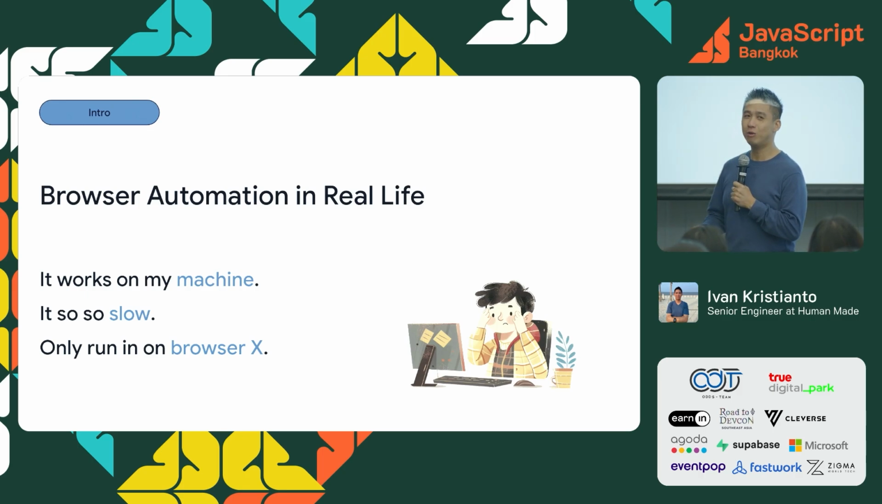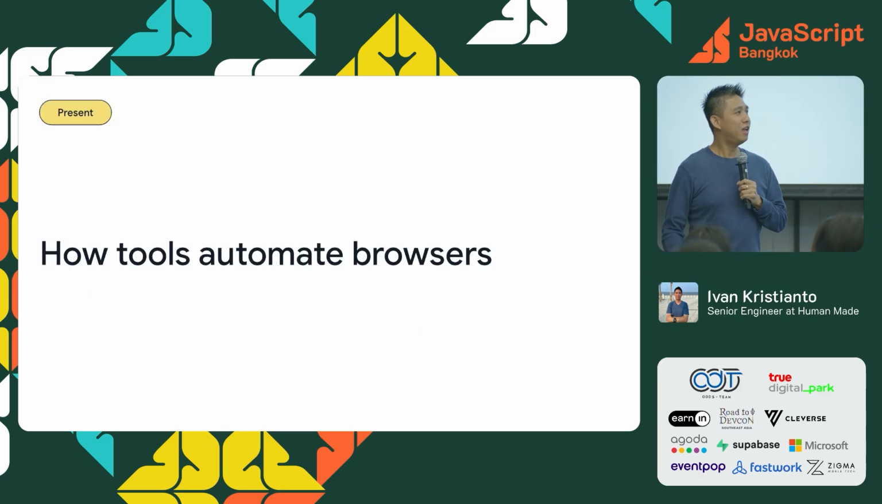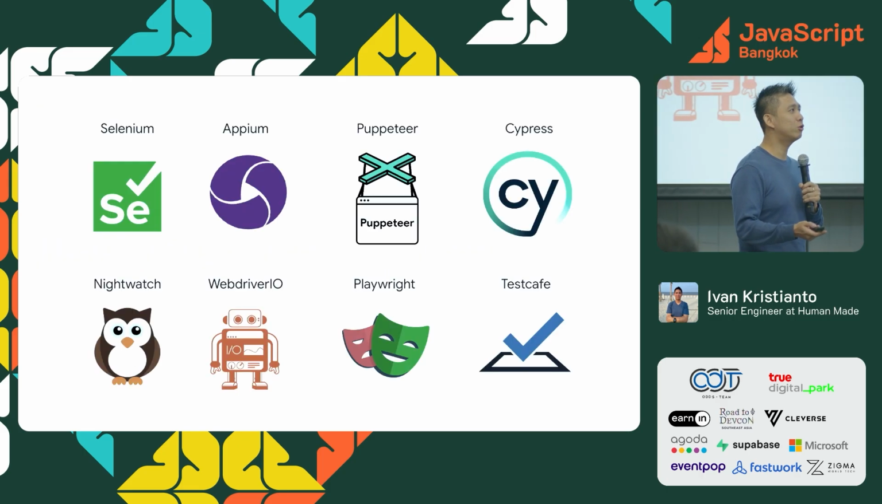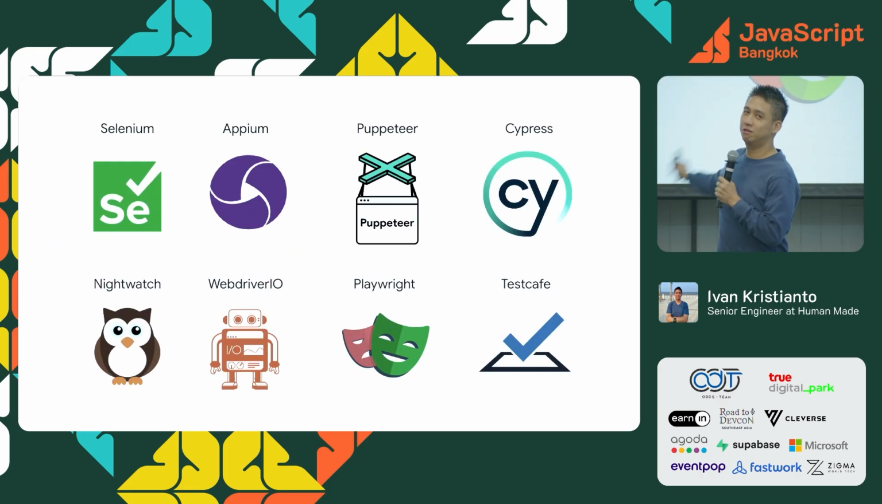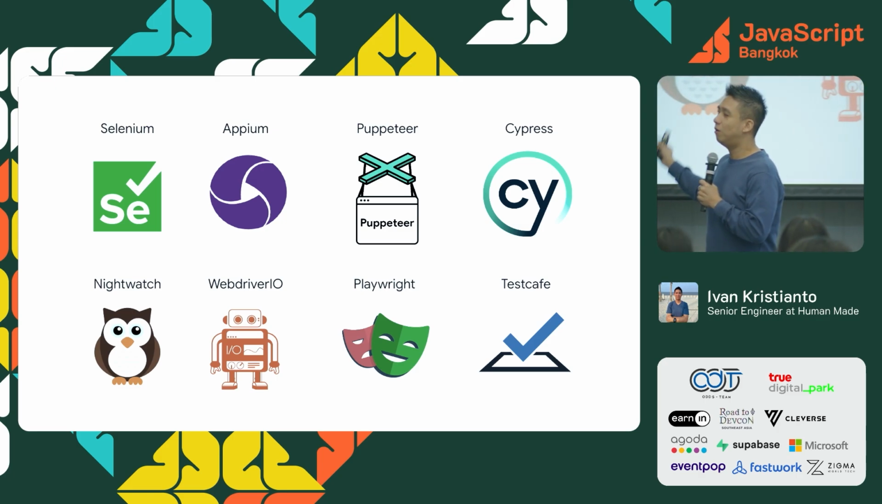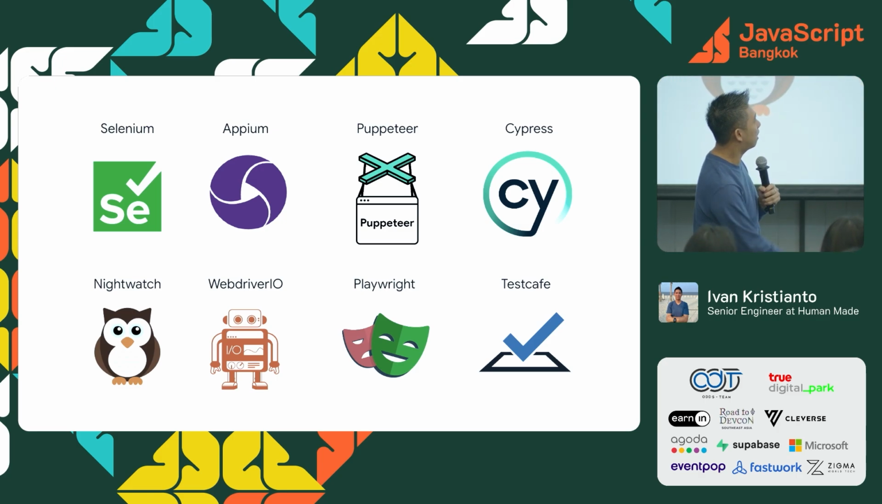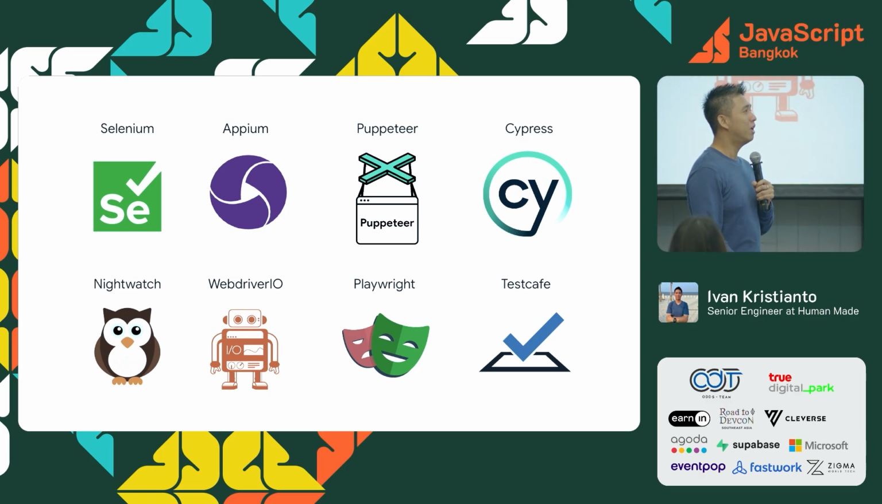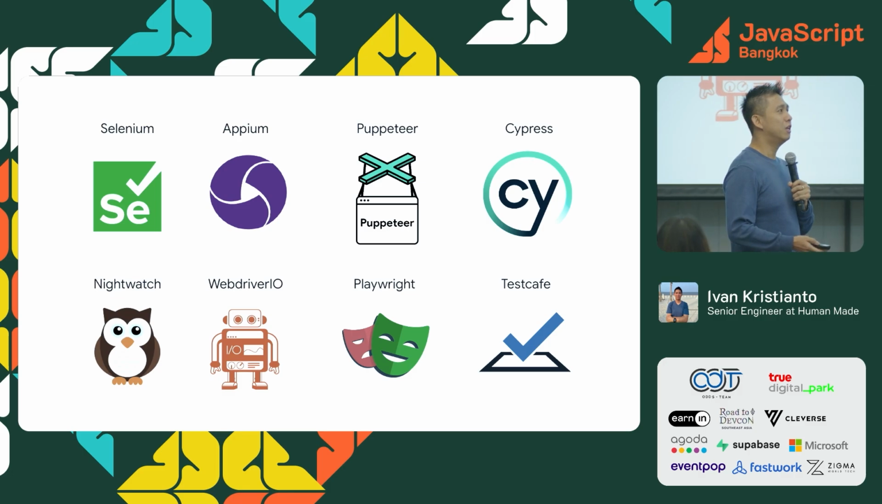So how can we solve it? The tools that we use to automate our browser are usually one of these: WebDriver, Puppeteer, Playwright, TestCafe, or Cypress. So how does it actually work?